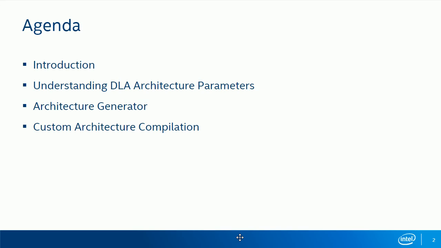This is the agenda for this presentation. We will first briefly review what the Intel FPGA Deep Learning Acceleration Suite is and how it can be used with the Intel distribution of OpenVINO Toolkit, as well as discuss architecture customization basics. Next, we'll move on to cover the various DLA architecture parameters that can be customized. We'll cover the architecture generator, which will automatically produce a set of architecture parameters for a given neural network. And finally, we'll discuss the compilation process to produce a custom architecture FPGA bitstream.